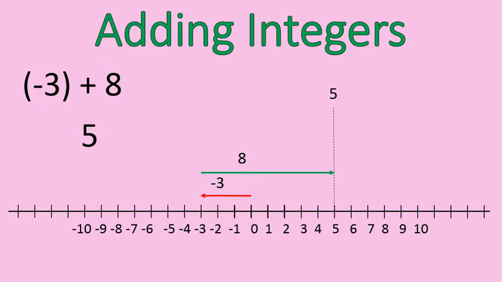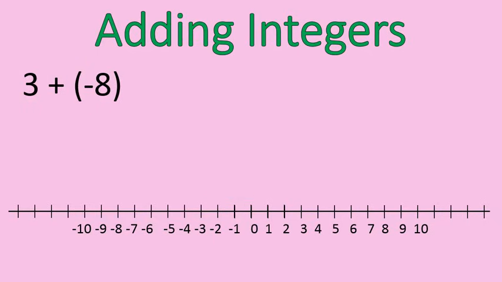All right, now let's switch things up a bit and make the 8 negative and see what that does. So I have 3 plus negative 8. I would start out by going positive 3, and then I would go negative 8, bringing me to negative 5. So those are 3 examples of adding integers that I wanted to show you visually on the number line.